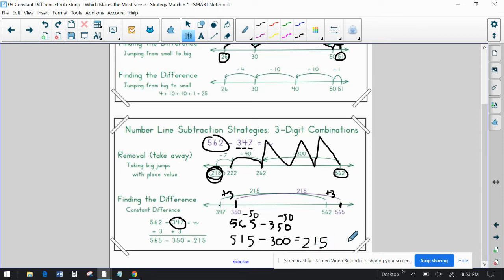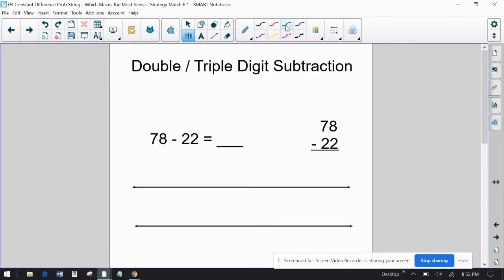Now, I know that's probably confusing to you. I'm going to give you some examples. Only this time we're going to show different strategies. So 78 minus 22. If we did 78 minus 22 on a number line, you put 78 here, and you minus 22. So 68, 58. Those are my two tens, right? So I minus my 20, 58. And now I took my 20 away, now I got to take my 2. So 58, 57, 56. So the answer is 56. Because I took my 22 away and I landed on 56.